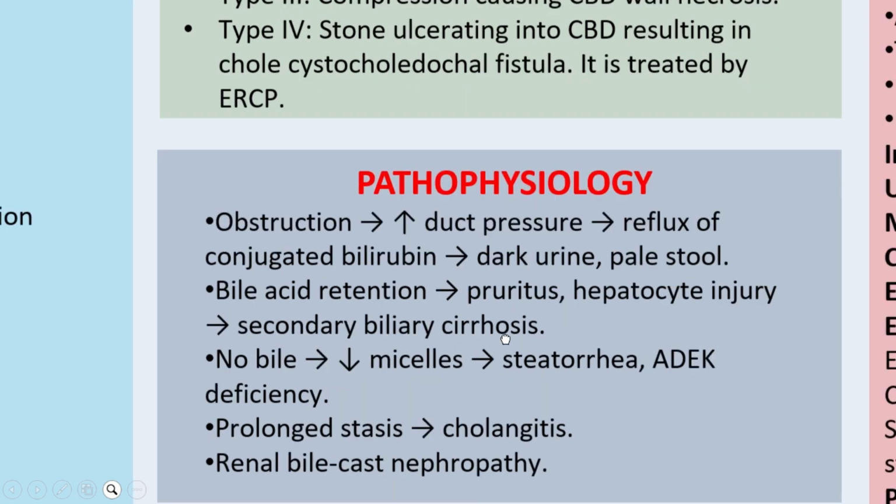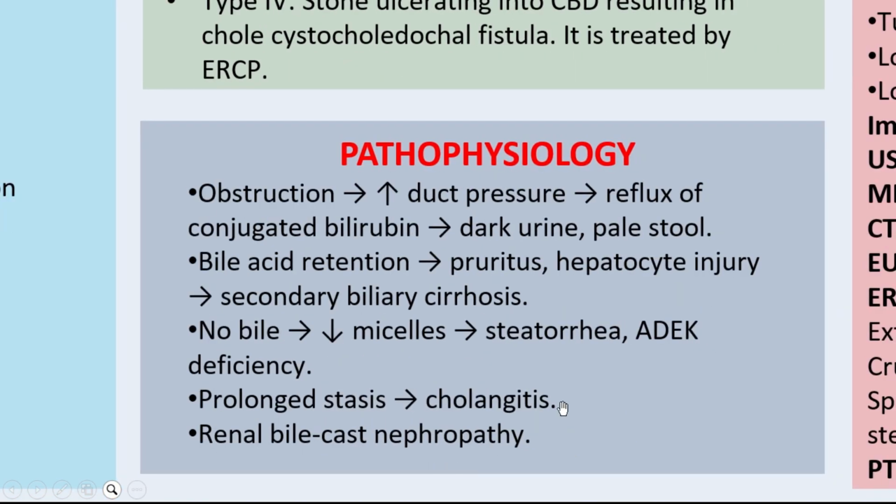So the pathophysiology is that when we have an obstruction, we are going to have an increase in the duct pressure. When you have an increase in the pressure, we have reflux of conjugated bilirubin. The bilirubin is not going down, it's going back up into the hepatic system and upwards. We're going to have dark urine and pale stool. The dark urine is because of the lack of urobilinogen, which makes the urine that yellowish color.